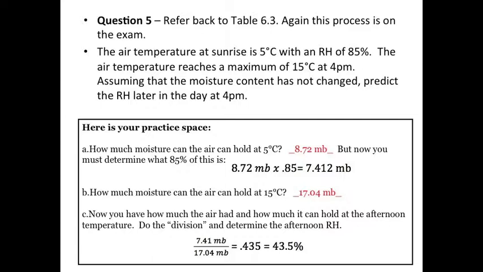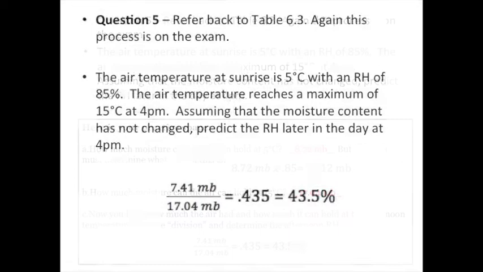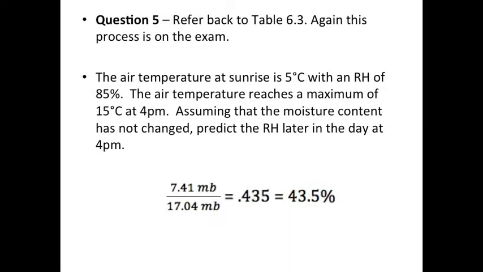Lastly, now that you have how much the air had and how much it can hold in the afternoon, do the division and determine the relative humidity. So you take 7.41 millibars and divide it by 17.04 millibars, which gives you 0.435. Converting it to a percent, it gives you 43.5%. Therefore, your answer to this problem is 43.5% relative humidity at 4 p.m.